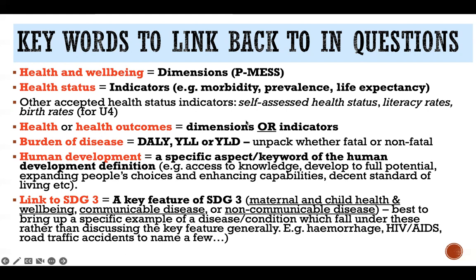Health, if the question simply says, explain how peace influences health, or explain how peace influences health outcomes, this is where you have a choice. This is where you can link either back to the dimensions of health and well-being, which are your PMS, or you can link back to the health status indicators. So I really love questions where they ask like health outcomes, because you actually have a choice. You can kind of play to your strengths there.